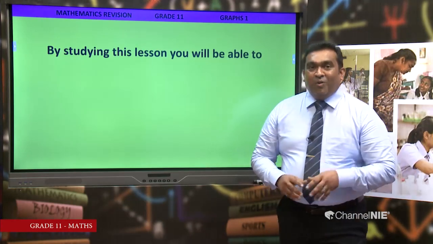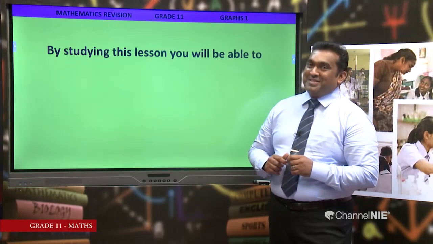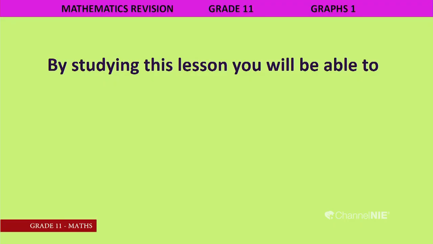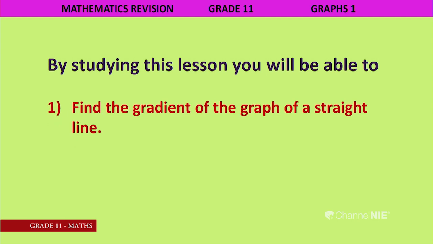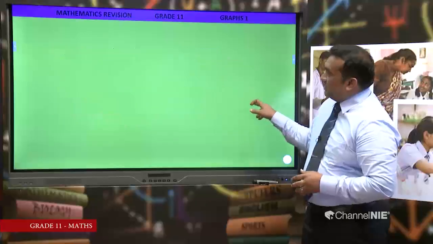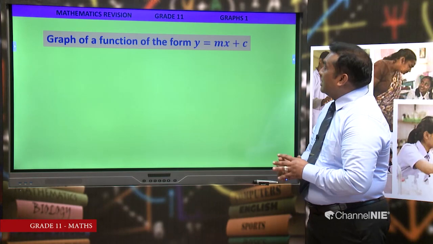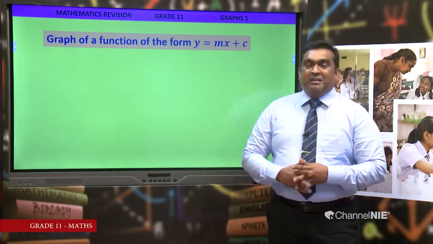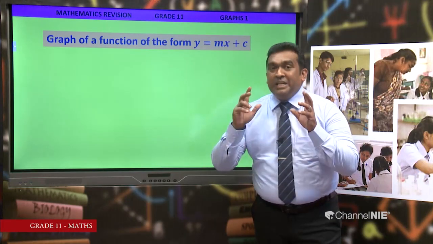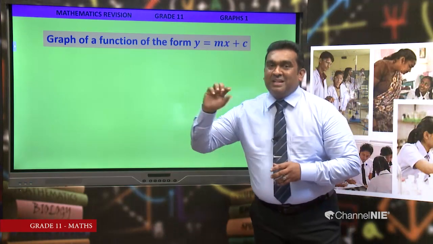Before discussing graphs, we are going to pay attention to the learning outcomes. By studying this lesson, you will be able to find the gradient of the graph of a straight line, and draw the graph of a function of the form y equals x squared plus b. Now, the graph of a function of the form y equals mx plus c. This is a linear equation or linear function. In this form, we can draw straight lines.